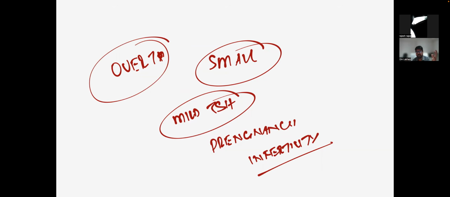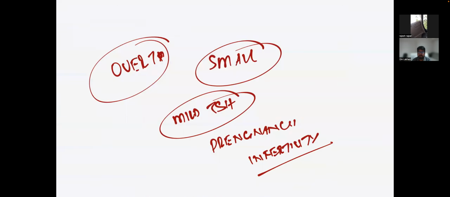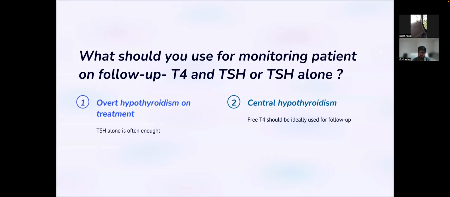The TSH is going to be very high, and in that big sea of high TSH, a mild difference in TSH is really not going to make too much of a clinical difference, right? So this is something which you need to really understand. But this is a paper, again, like I said, where in a lot of these patients, they actually took mild subclinical cases, and there was a reclassification in 75% of the patients based on fasting versus postprandial sample. So hence they suggested that ideally it's good to do the test in fasting. But having said that, in overt hypothyroidism, it will not make a difference. In subclinical hypothyroidism, it can make a small difference, right?